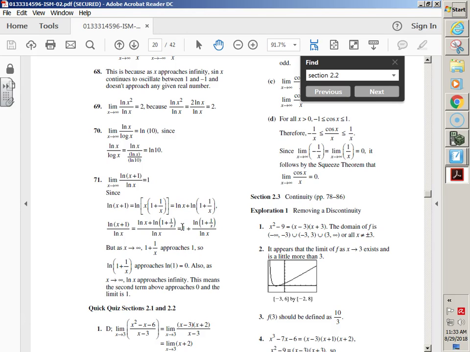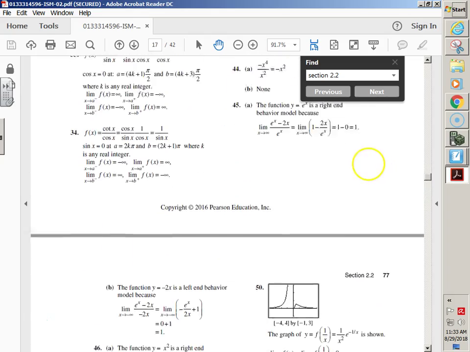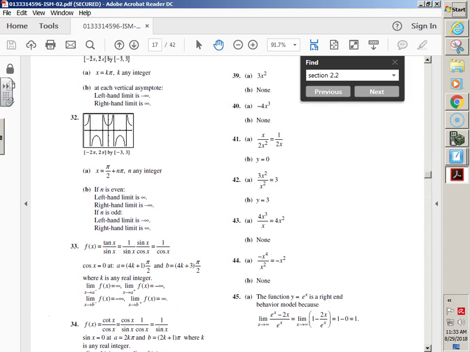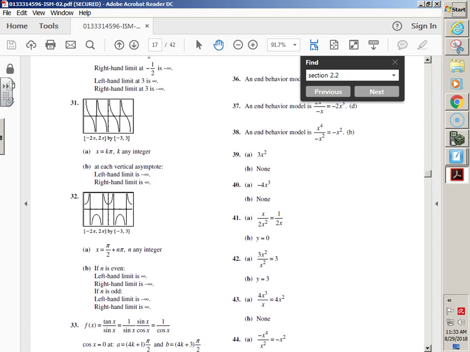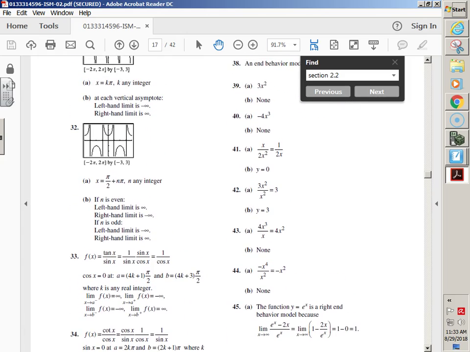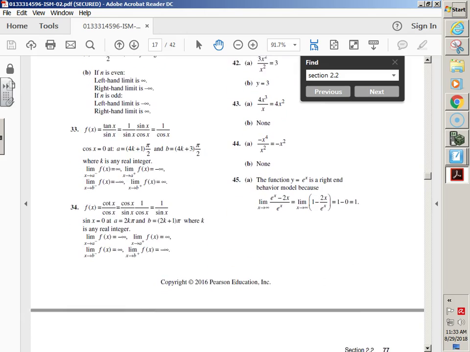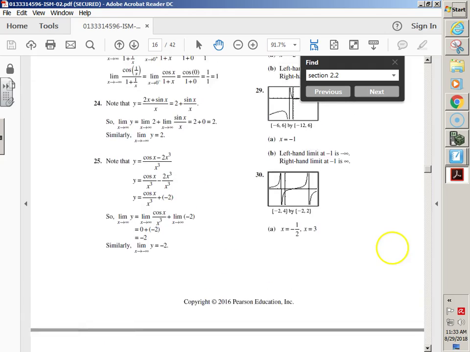We're going back to 33. Is there anything earlier than 33? Which one? 30? No. Okay. 33? Anything before 33? 21. Number 21.